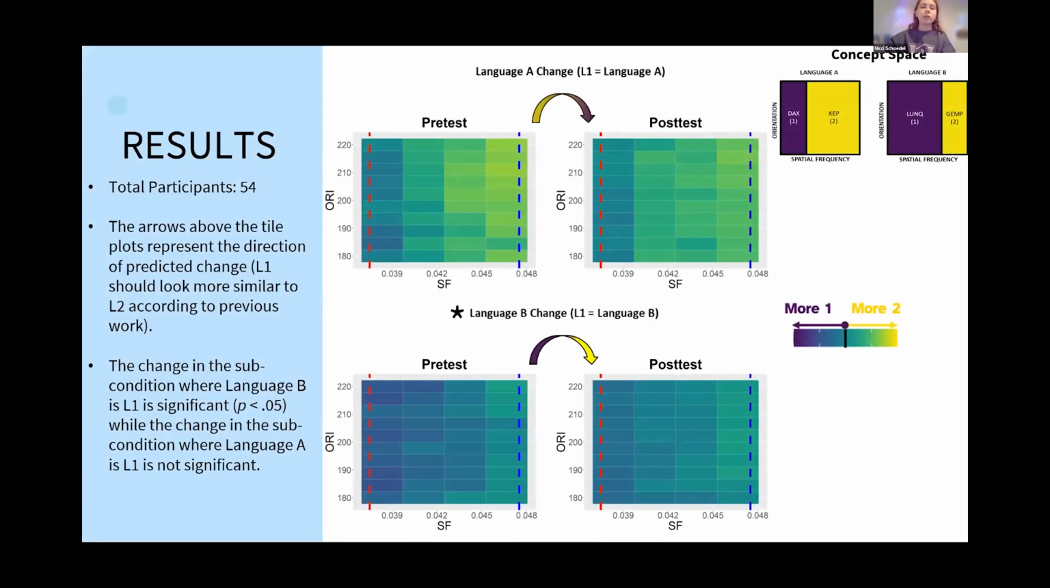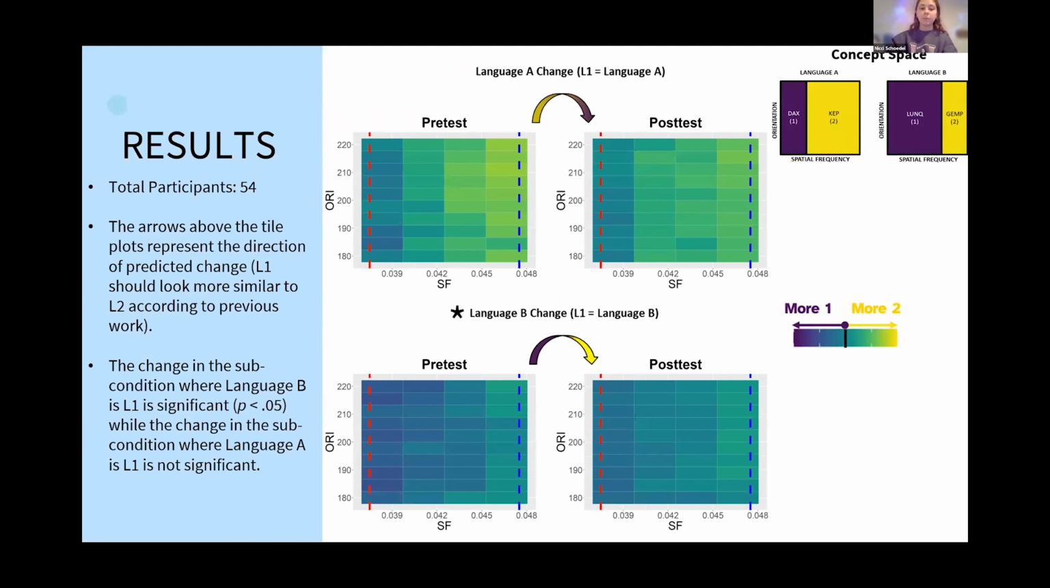Now moving on to the results. These tile plots represent the pre-post change across the fuzzy space, or the category conflicting space. And the concept space shown here reflects the colors shown within these tile plots. So purple represents an extremely perfect member of category 1, while yellow represents an extremely perfect member of category 2.